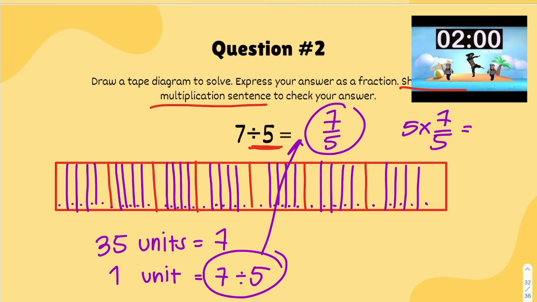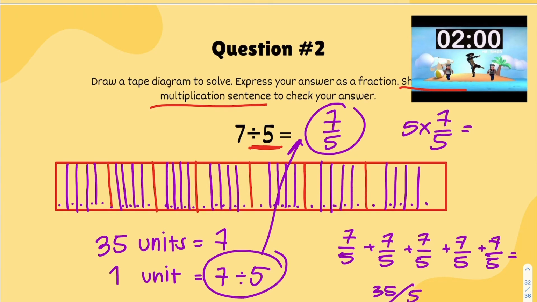Alright, let's go ahead and continue just solving it. So if you know how to multiply fractions, you can go ahead and do that. But if you do need help understanding that more, you can go back into the older videos. I'm just going to do repeated addition for those that need it. So 7/5, we're going to add that 5 times. So I know that the numerator is 35 over 5. 35 divided by 5 is 7. So that does prove to us that 7 divided by 5 is also equal to 7/5.